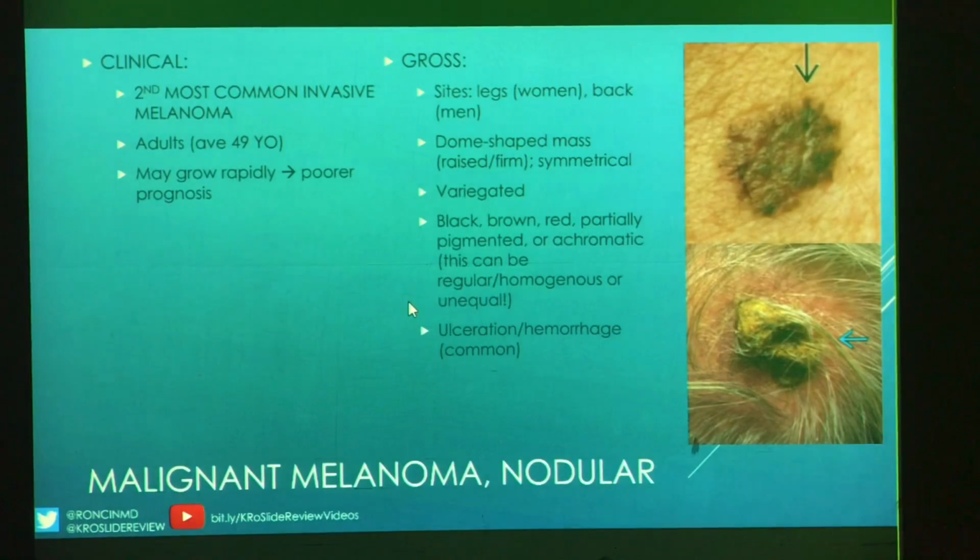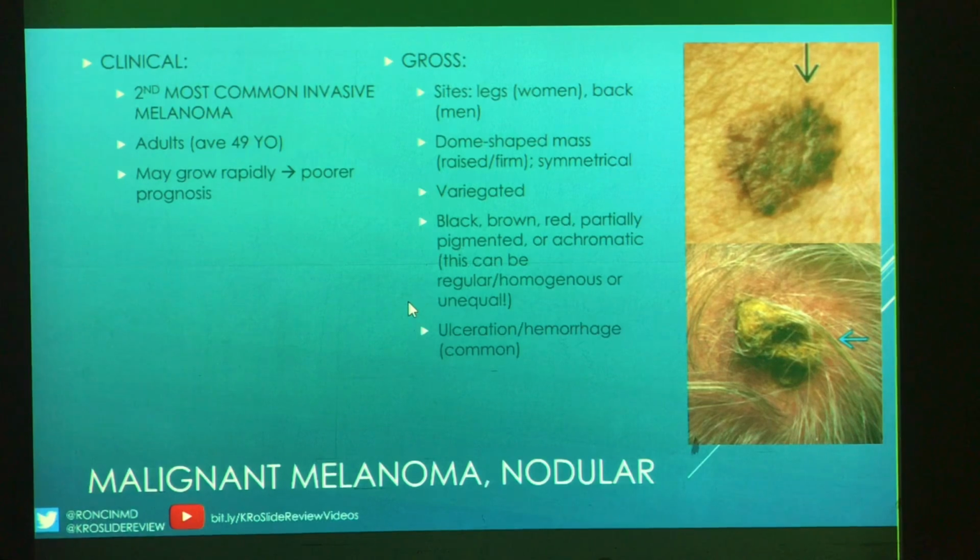So yeah, second most common invasive melanoma is nodular melanoma. Again, we see a little younger population, so instead of our 70-year-olds, we're looking at our middle-aged adults. These can grow rapidly, and when they do, that confers a poor prognosis, which makes sense, right? We have a malignant lesion, it's growing really fast, poor prognosis. Again, legs on women, back on men, so think about where you have sun-exposed areas.